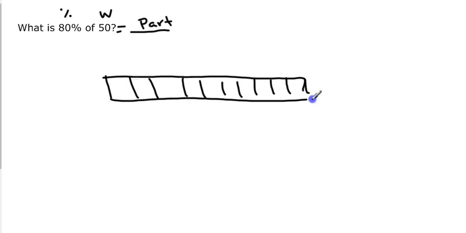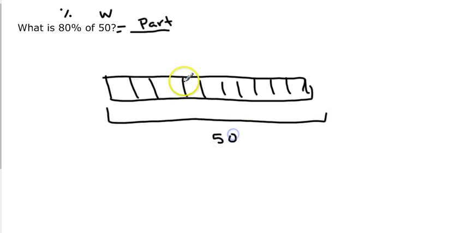And we use a tape diagram like this because it's the whole piece, and there's 1, 2, 3, 4, 5, 6, 7, 8, 9, 10 pieces. We know that the whole thing is worth 50, and we see that from here. The whole thing is worth 50. So if the whole thing's worth 50, that means each piece is worth 5.